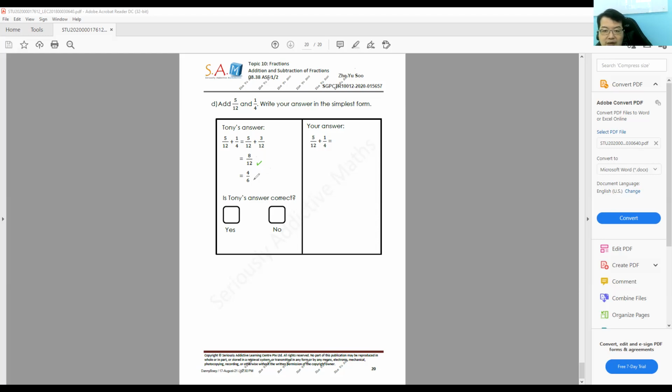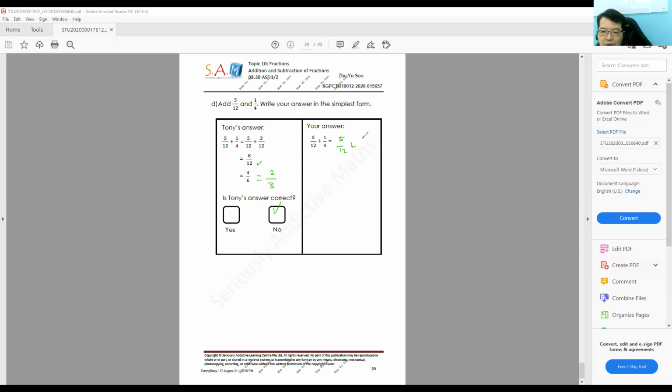Because 4 out of 6 is not in its simplest form. Can you simplify further? 4 divided by 2 equals 2. 6 divided by 2 equals 3. So Tony's answer is wrong because the answer should have been 2 out of 3. Now let's work it out. Let's show Tony why he's wrong.